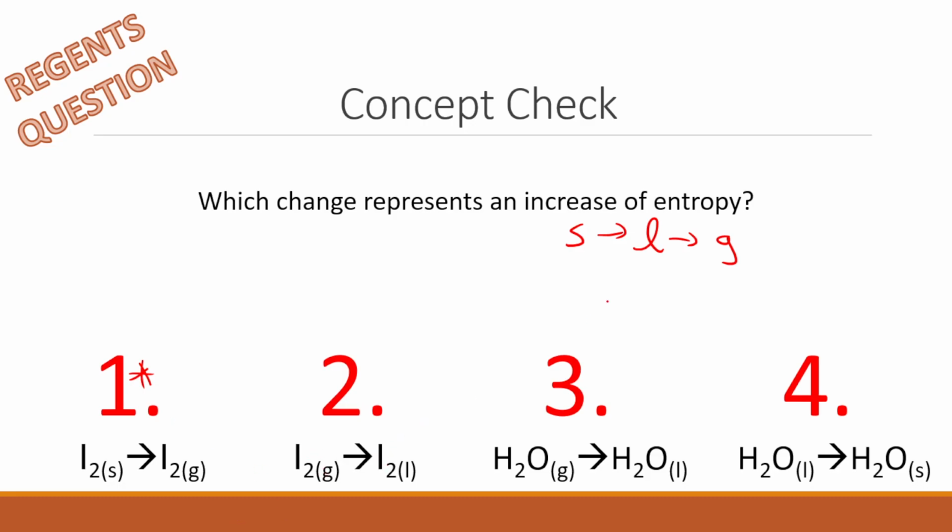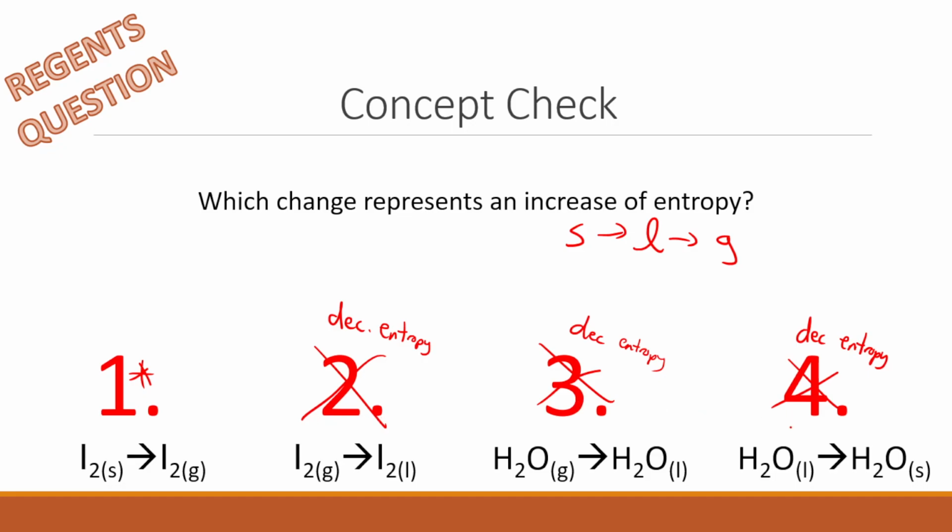Gas to a liquid. That's getting less entropy. That's not a good choice for us. This is decreasing entropy. Gas to a liquid. Again, same thing as choice 2. This is decreasing entropy. We don't like that. Choice 4, from a liquid to a solid. That's also going the opposite way from where we want to go. This is also decreasing entropy.